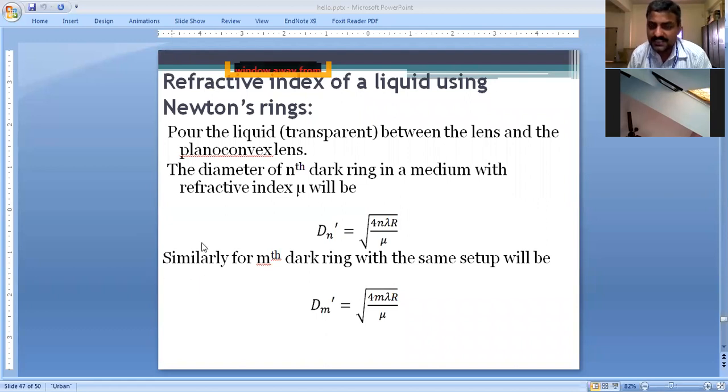As I mentioned, everywhere we'll be using only the dark ring formula. So I'm using a dash here, Dn dash, instead of Dn. The Dn dash is going to be the square root of 4n lambda R divided by mu. You may ask how come suddenly this mu appeared here? Generally Dn square is equal to 4n lambda R with air medium. Please go back to the previous slides, there you can easily understand this.